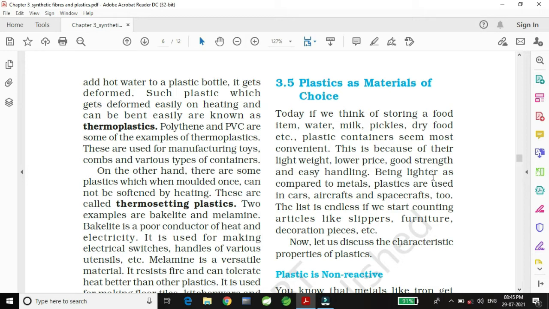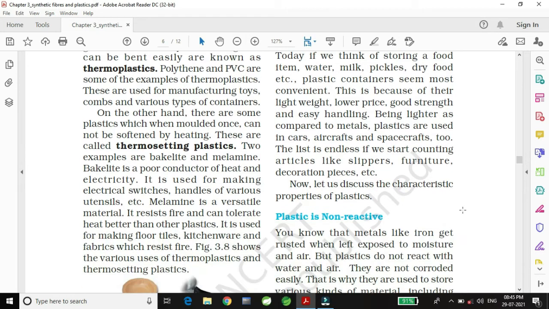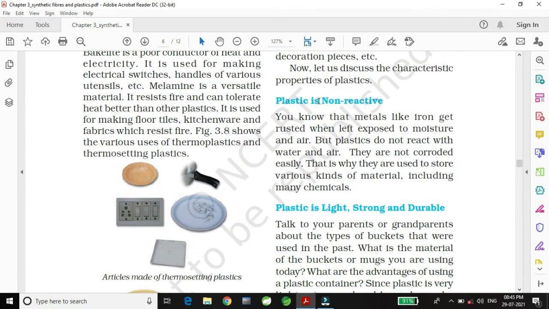So now we will discuss some characteristics, properties of plastic. So what is the first characteristic? Plastic is non-reactive. That's why we keep articles like sugar or tea, wheat, rice, water, any substance, and it will not react with those food items.